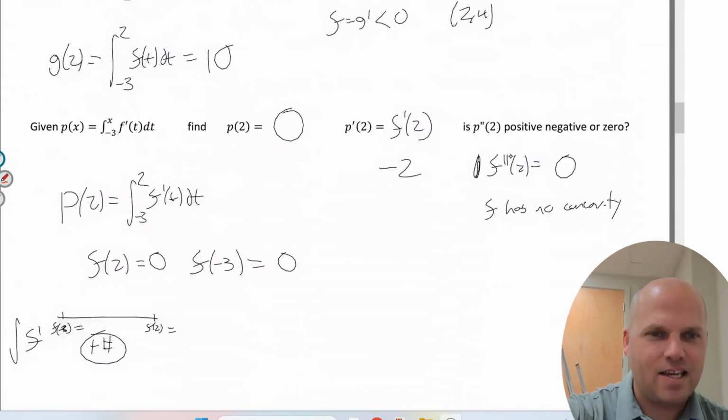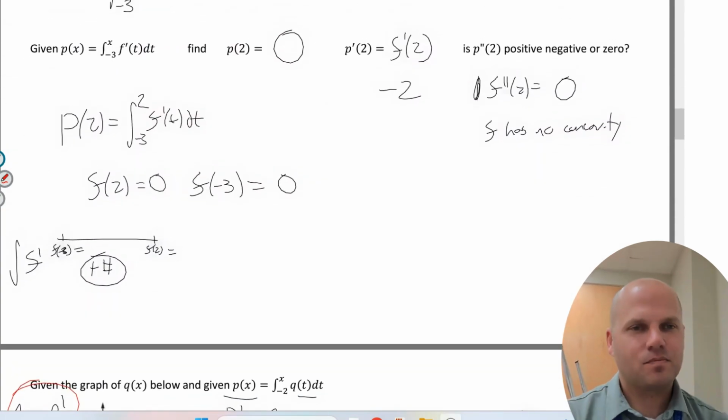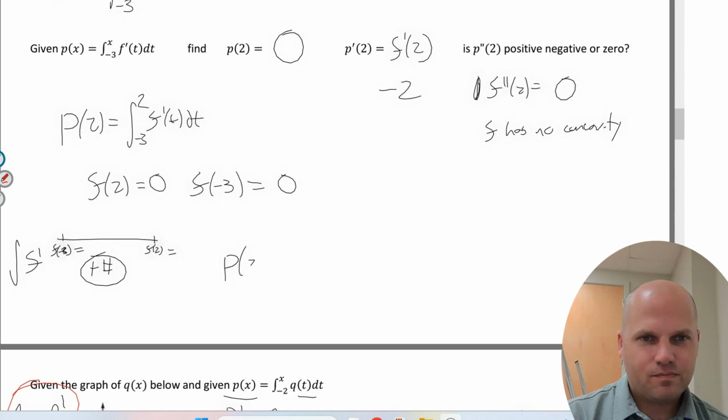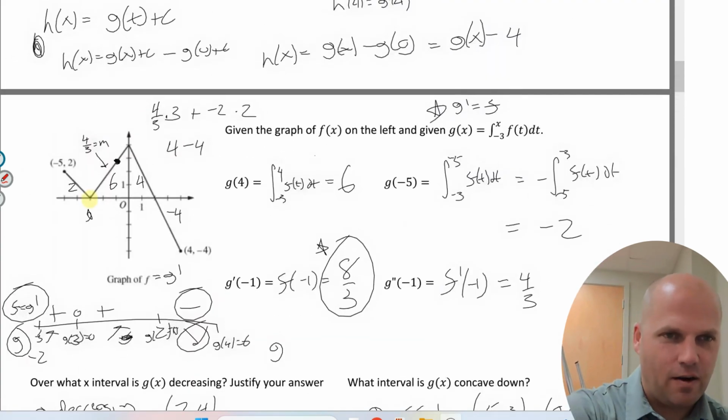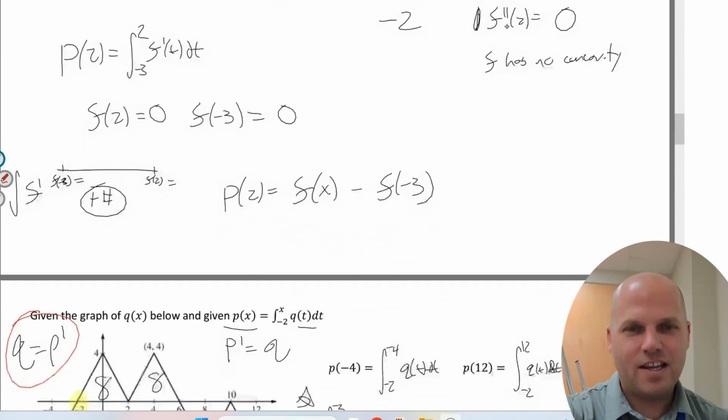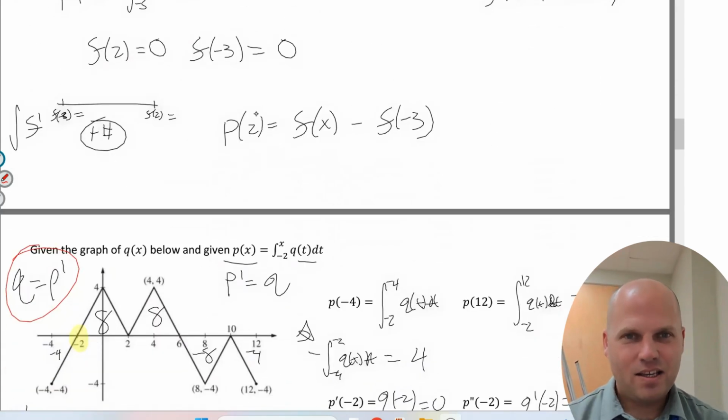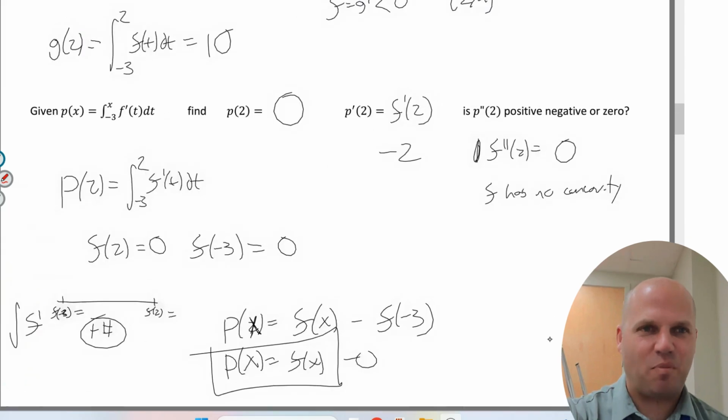Why isn't that the case here? Well, because P will equal f at x minus f at -3. Well, f of -3 is 0. So it is the case that P and f are the same. Look at that. You want to find the max value of P?